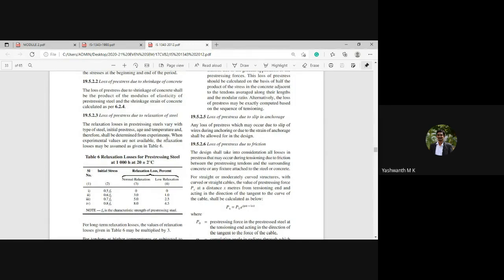Next, loss of pre-stress due to relaxation of steel. As we know, the relaxation losses in pre-stressing steel may vary with respect to the type of the steel, with respect to the initial pre-stress applied, with respect to the age of the steel, and with respect to the temperature at which it has been manufactured, and therefore shall be determined from experiments. From the experiments, they are going to determine all these things. When experimental values are not available, the relaxation losses may be assumed based upon the table.